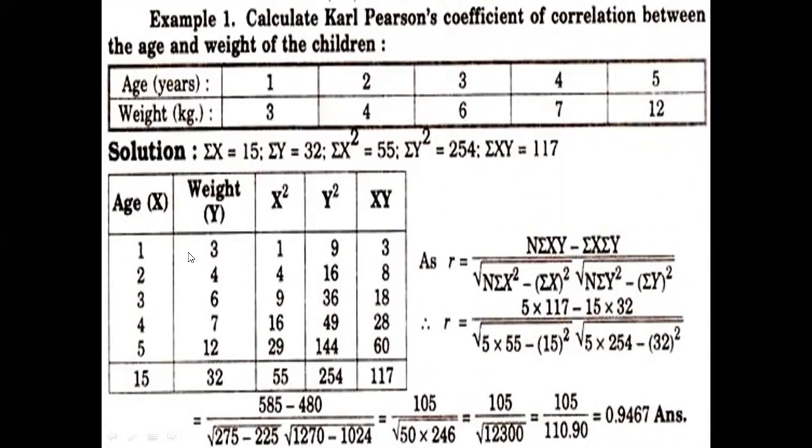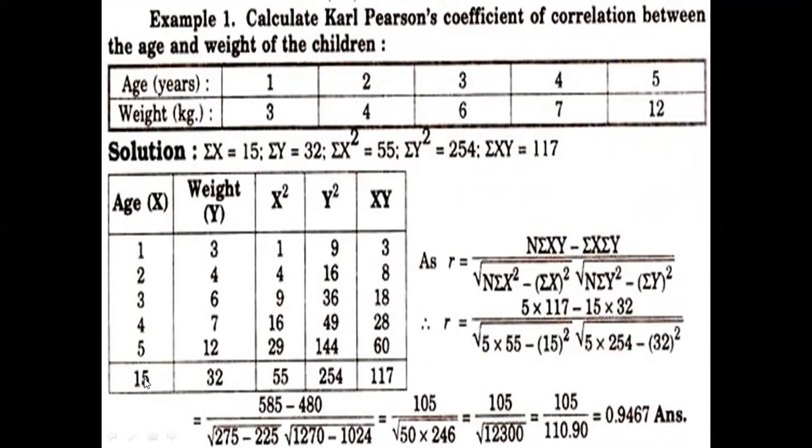Now simply we need to apply the first formula which we had: n sigma xy minus sigma x into sigma y, divided by under root n sigma x square minus sigma x whole square, multiplied by under root n sigma y square minus sigma y whole square. So this formula we are going to apply for calculating the coefficient of correlation. Here we need to calculate the value of sigma x, sigma y, sigma x square, sigma y square, and sigma xy.